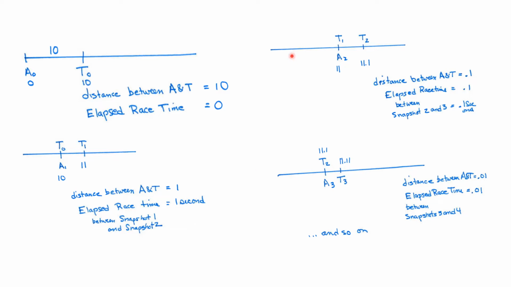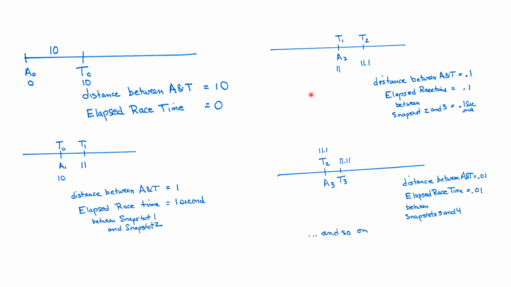Let's move to the next slot of interest, and that is when Achilles gets to where the tortoise was at this point in time. So Achilles now is at 11, and that didn't take very long at all, because he just has to move 1 meter. The tortoise continues to move. The tortoise now is at 11.1. So the distance between Achilles and the tortoise is 0.1 meters, and the elapsed time between the previous snapshot and this snapshot is 0.1 seconds.